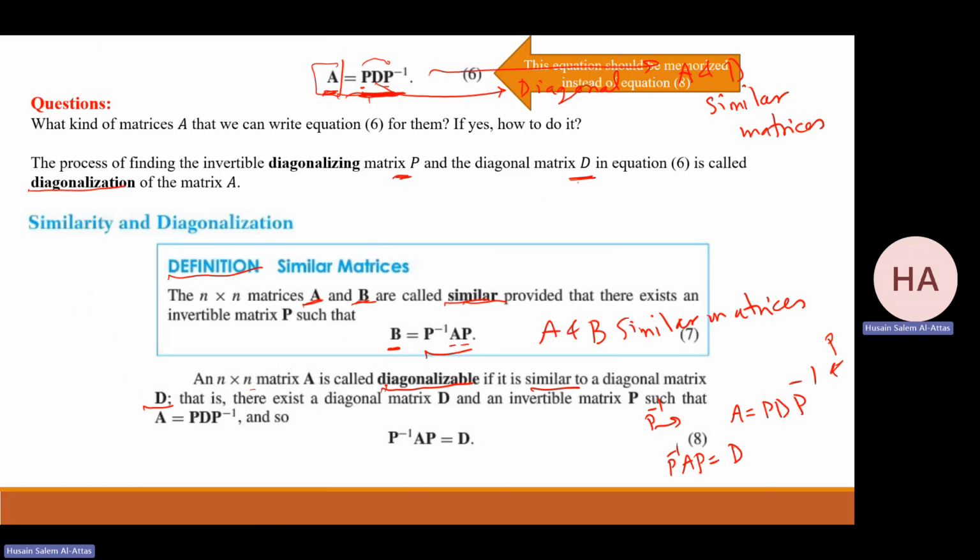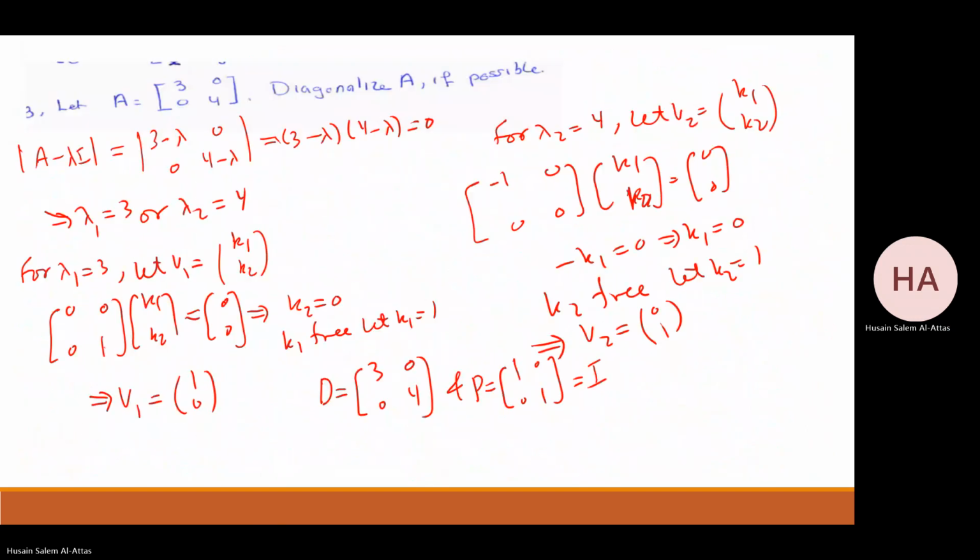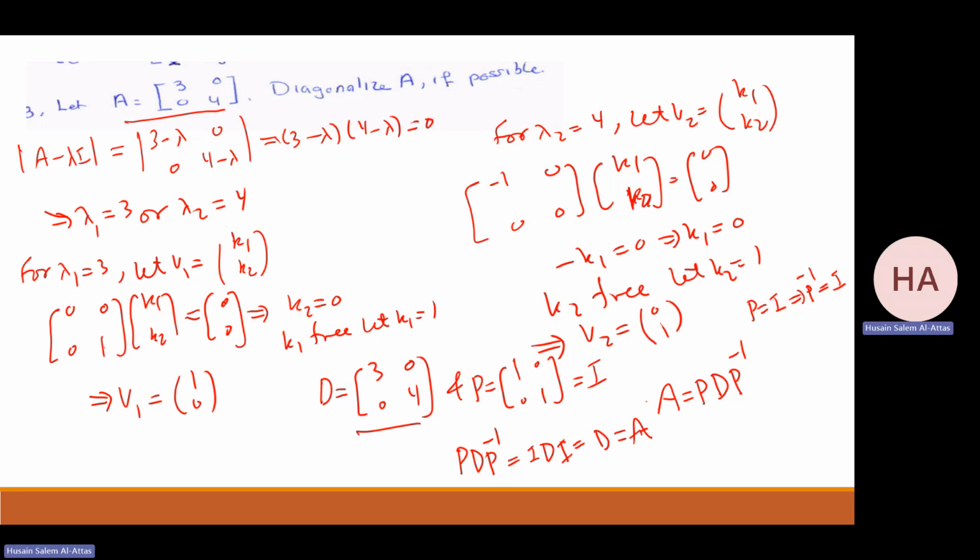So A is P D P inverse. When I write A equal P D P inverse, you notice one thing. P is I, so what's its inverse? The same thing, I. So what is P D P inverse? That gives me I D I, which gives me D, which is A. D is the same as A, since the matrix is diagonal. So you are diagonalizing a diagonal matrix. For sure, it will be diagonalizable. Okay, let me stop.